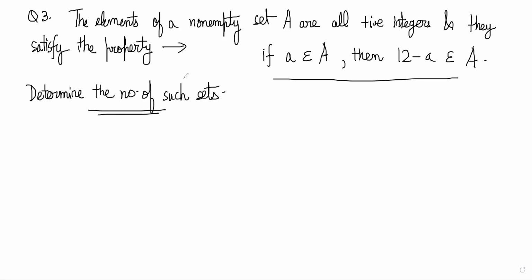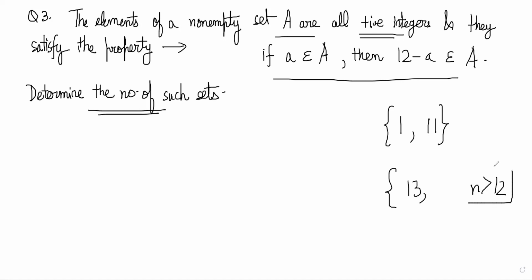Think about it. The elements of the set are all positive integers. So they must be positive integers, and you have to realize that you can have 1, for example, then you'll have to have 11. This could be one set. Then you cannot have 13, however, because if 13 is there, then 12 minus 13, or minus 1, should be part of this set, but the elements of the set A are all positive integers, right? So any number n greater than 12 is not part of the set, right?